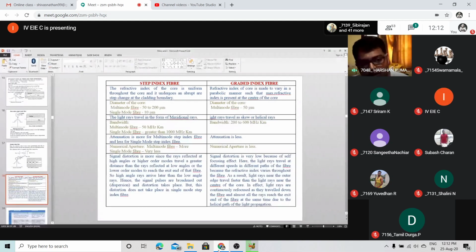And I told you, refocusing of rays will not happen in step index fiber, whereas in a graded index fiber, it will happen at equal intervals of time. That makes signal distortion to be more in step index fiber, whereas in a graded index fiber, it will be completely less. So these are the differences that you need to note for step index fiber and graded index fiber.